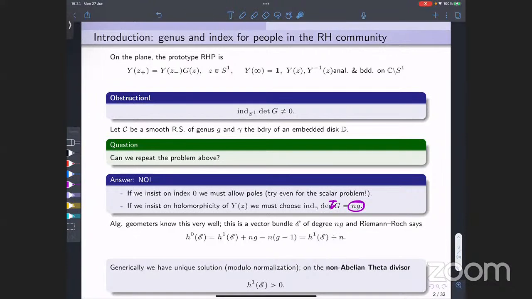Okay, and then I will define directly the non-abelian theta divisor as the collection. Well, why we call it a divisor, we call it that, right? But it's the collection of all these vector bundles for which this H1 is non-zero, 1 or higher.